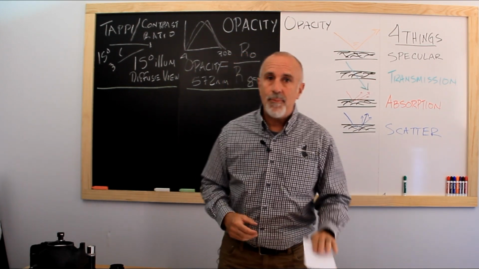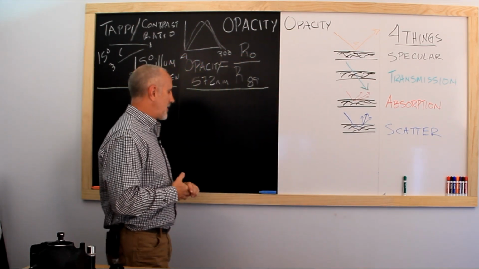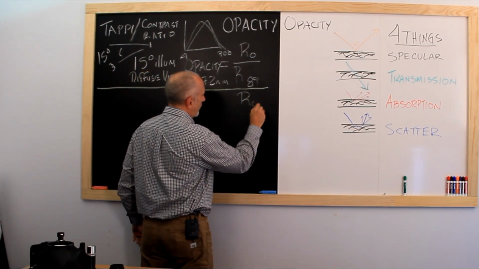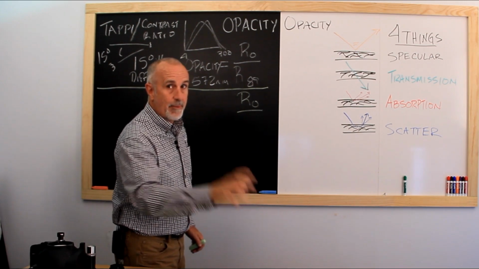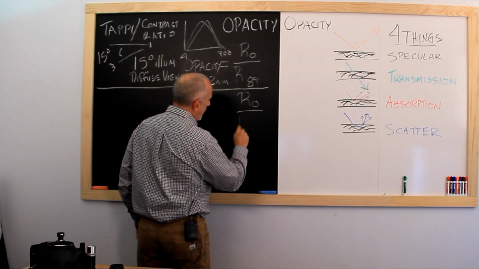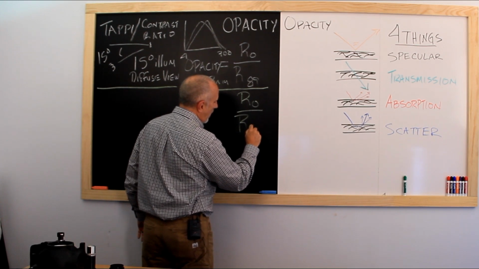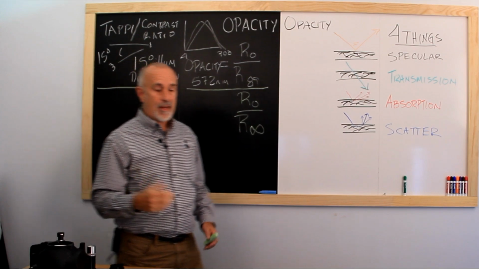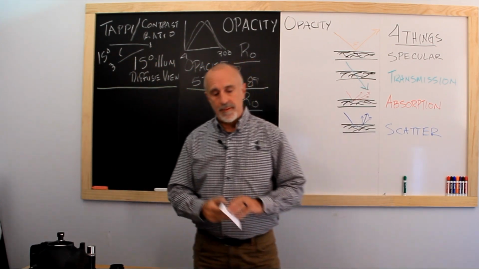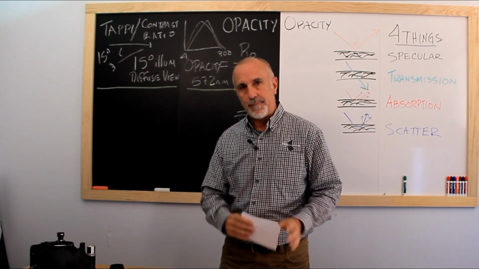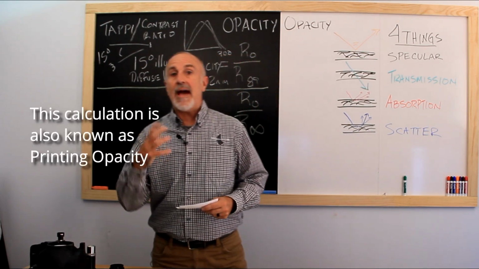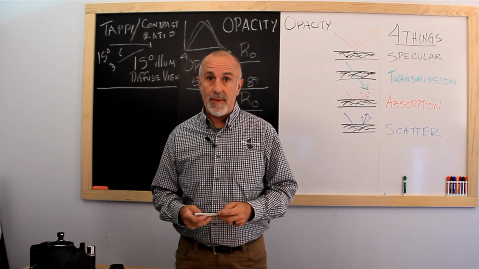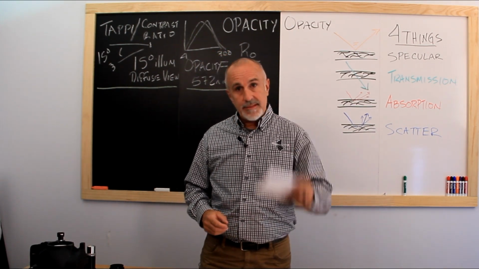So they came up with a calculation for opacity called R0 for the measurement of a single sheet of paper backed by the black cup, and you divide that by R infinity, which is the infinite pad. So it's using a single sheet of paper backed by an infinite pad of material. That became the calculation used for measuring opacity according to the ISO method.